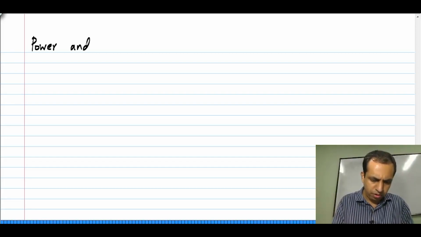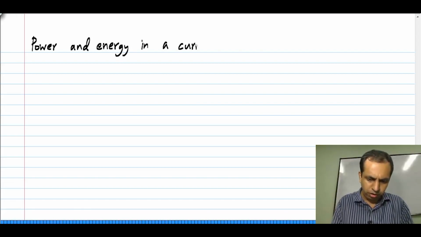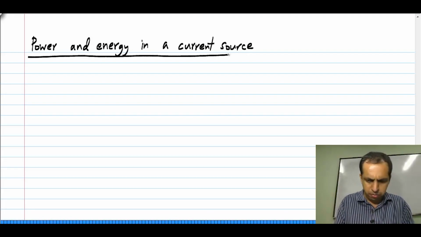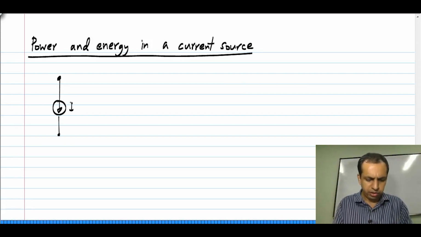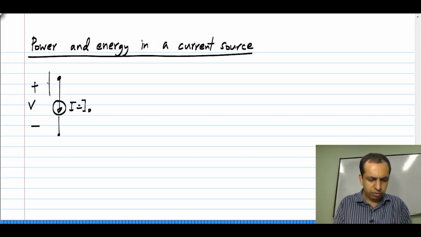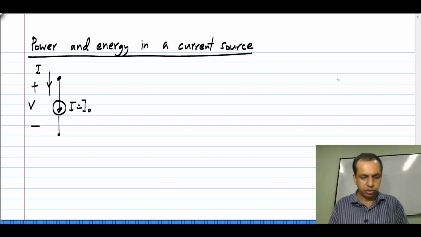Now we look at power and energy in an independent current source. A current source maintains a current of I naught regardless of the voltage across it. This is the voltage across the current source, this is the current through the current source, and the power, as usual, is the product V times I.